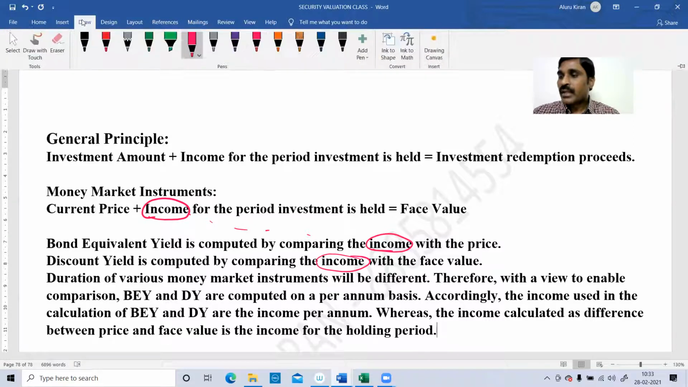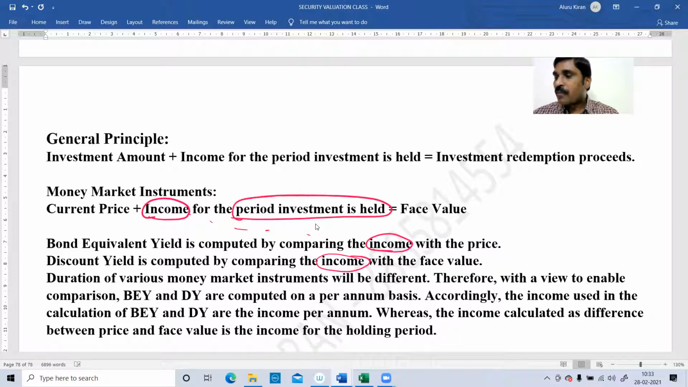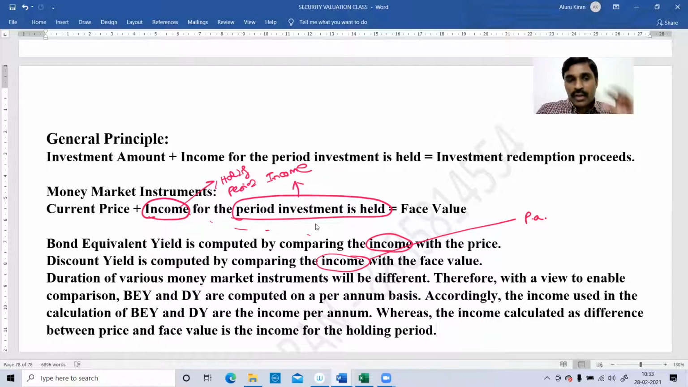So here I am very clear. This is for the period the investment is held, therefore this is a holding period income, whereas this income is a per annum income. Therefore, don't blindly take the same income, otherwise you'll get the wrong answer. For computing the bond equivalent yield and discount yield, we have to take the income per annum only. But for computing the price and face value, we have to take the income for the holding period.